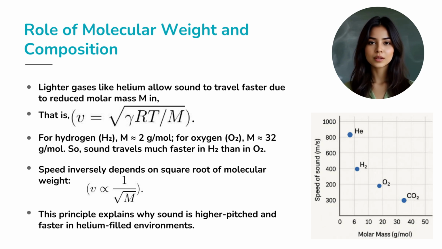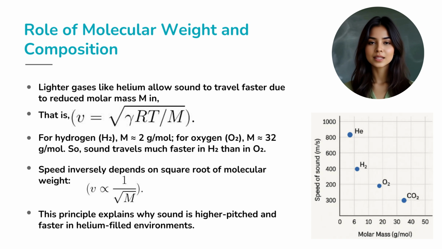Here's the scoop: the speed of sound depends inversely on the square root of the molar mass m of the gas, that's the average mass of 1 mole of its molecules. Lighter gases have smaller molar mass, so sound zips through them faster. In fact, V is proportional to 1 divided by the square root of m.